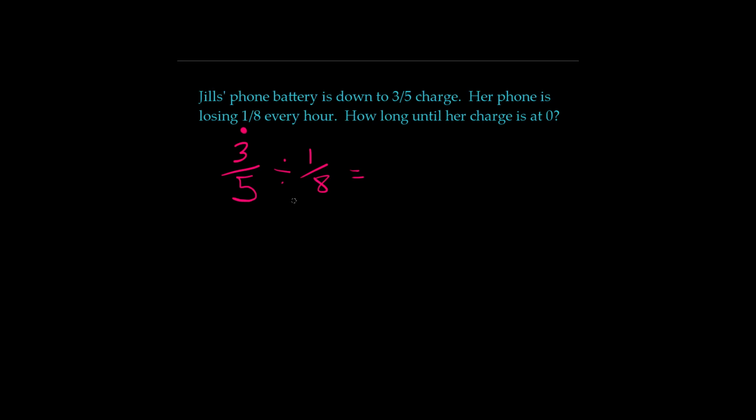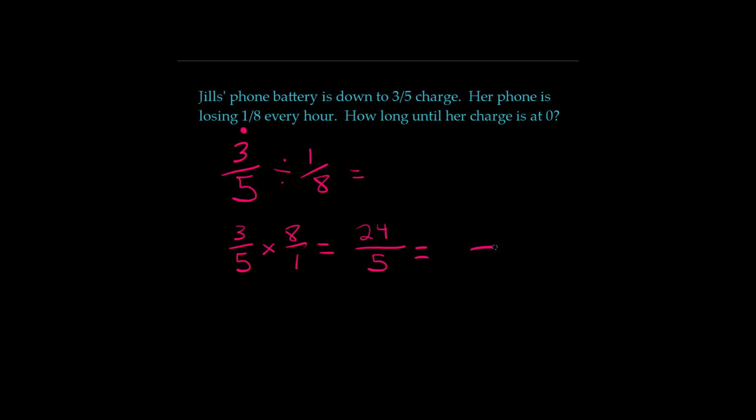All right, so we rewrote our problem. So we're going to do those same steps. First number was the same, change it to multiply, and then we're going to turn our second number, use the reciprocal, and flip it over. All right, so 3 times 8 is 24. 5 times 1 is 5.